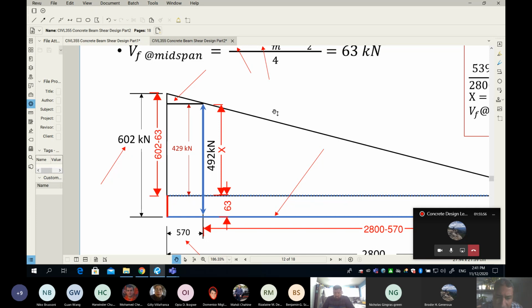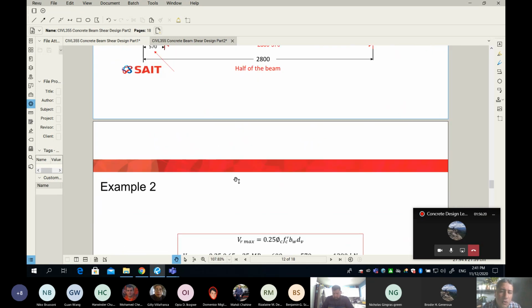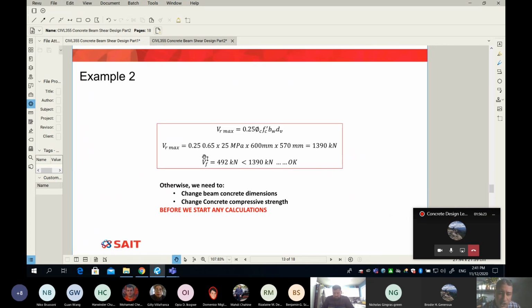The discussion here is pure math. Please don't be distracted by the math. The idea is I want to find the shear at distance dv from the face of the column. Mathematically, it is 492. And remember, I did some saving. Instead of designing for 602, I'm going to design only for 492. And you can see there is quite a saving here. Now, going back to my check, you can see my VF is way below my VR maximum. Are we okay? We're okay.